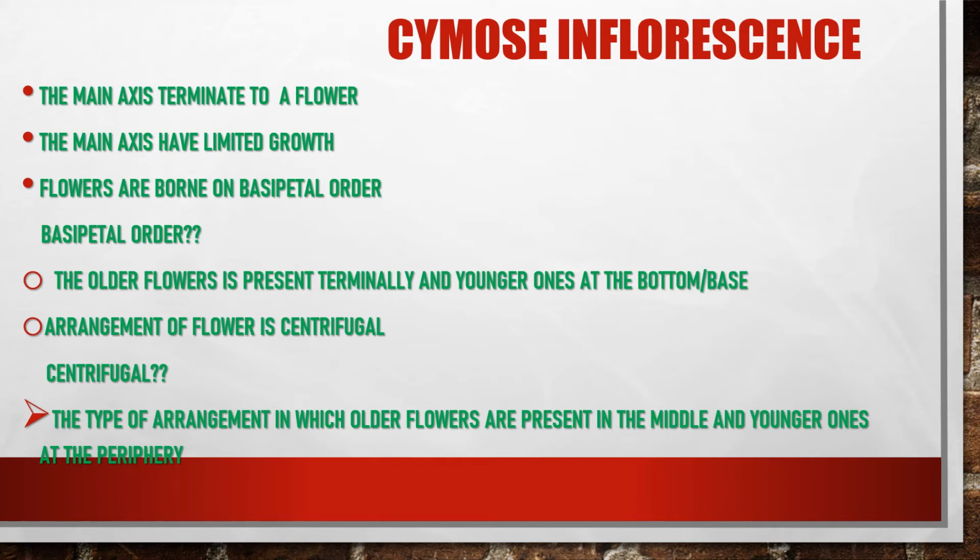The cymose inflorescence means the main axis will terminate to give rise to a flower and the flowers are borne in basipetal order. Basipetal order means the older flower is present terminally and the younger ones will be seen on the bottom or base portion. And the flowers are arranged in centrifugal manner. Centrifugal manner means the arrangement in which the older flowers will be present in the middle and the younger ones will be seen in the periphery region.